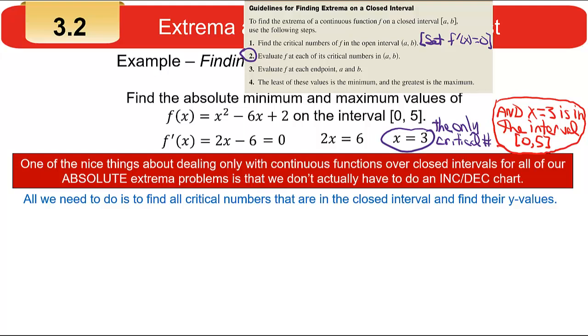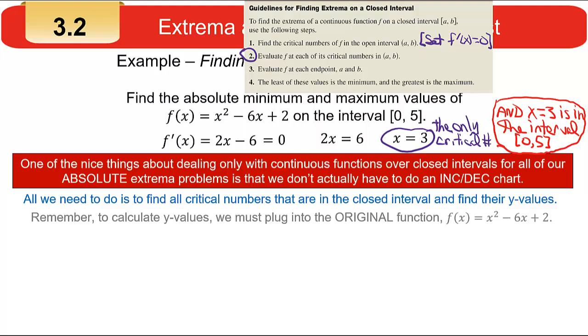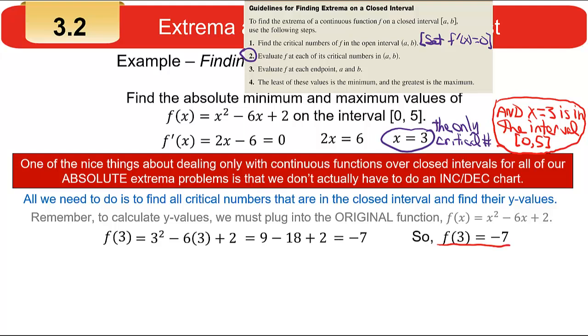Step 2, evaluate the function at each of its critical numbers in that interval. Now again, evaluating means finding the y values. And when you go to y values, you always go back to the original function. The derivative tells you about the slope. If you want the y values, you have to go back to the original function. So we're going to plug 3 back into the original function, do the arithmetic, simplify, and you find out that f of 3 is equal to minus 7.